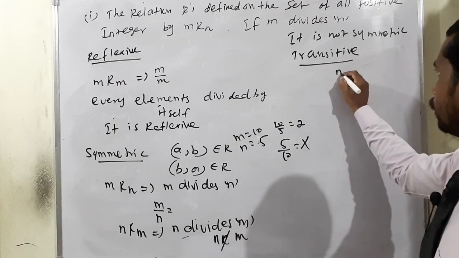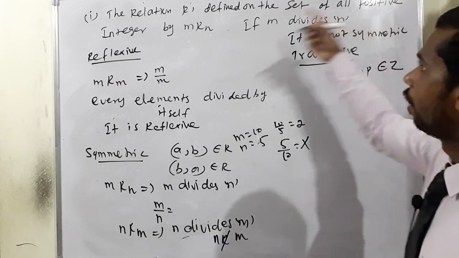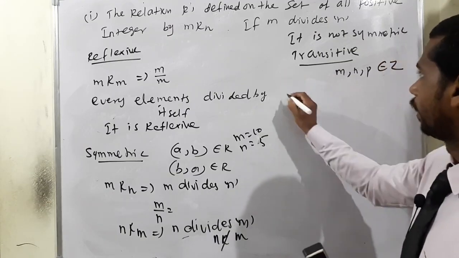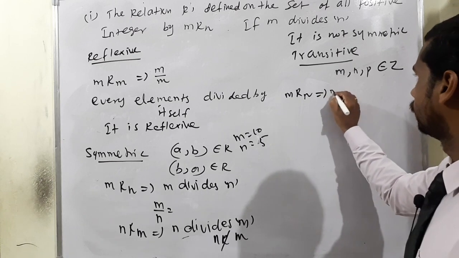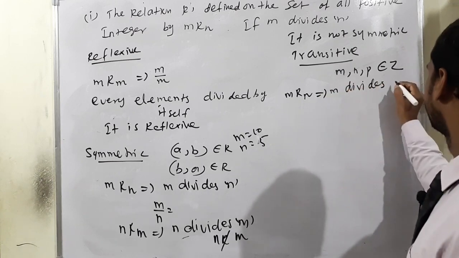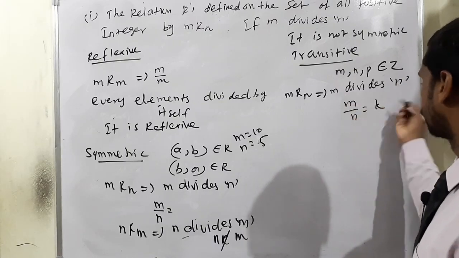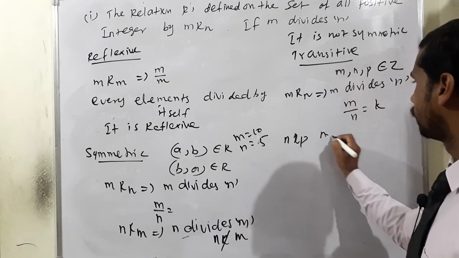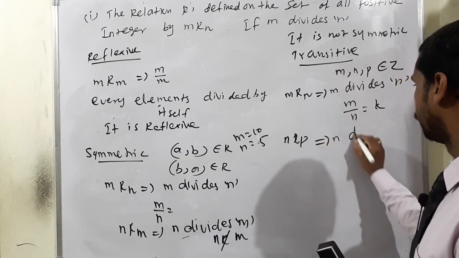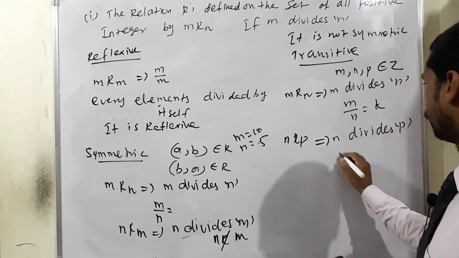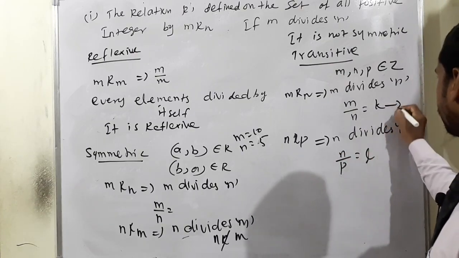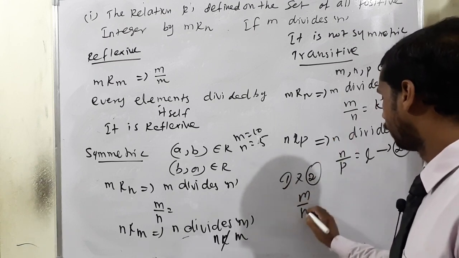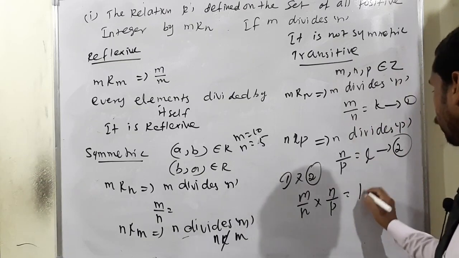Third one, transitive. Consider m, n, p belonging to Z, all positive integers. m related to n means the condition m divides n. Therefore, m divided by n is, consider, k. Next condition, n related to p means n divides p, isn't it? So n by p is another constant, L. Multiplying 1 and 2, m divided by n into n divided by p is k into L.